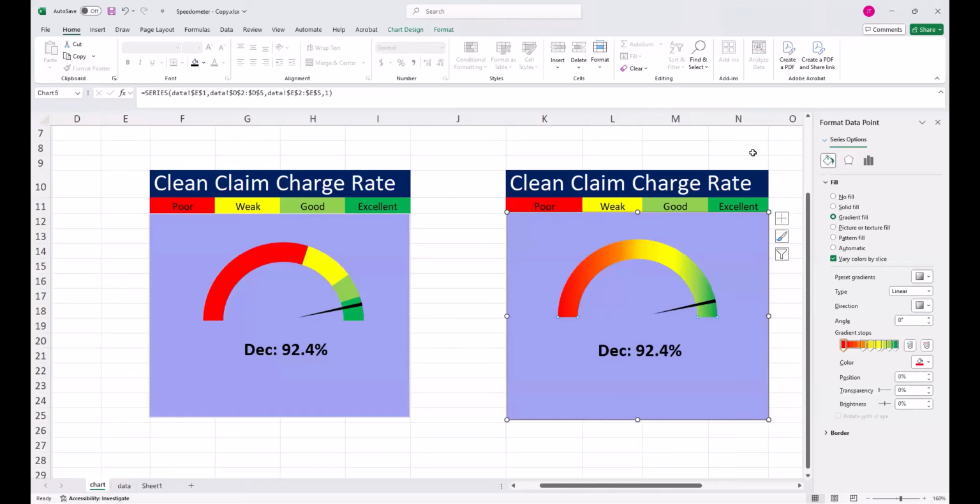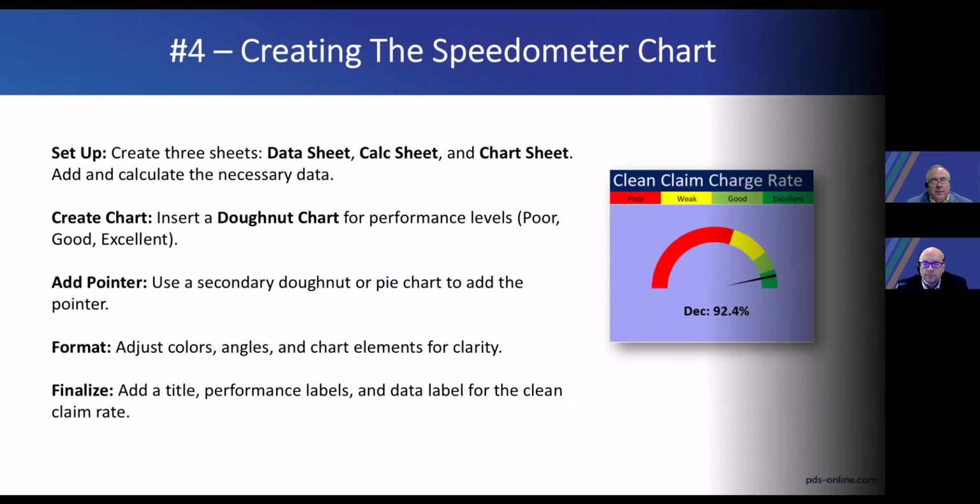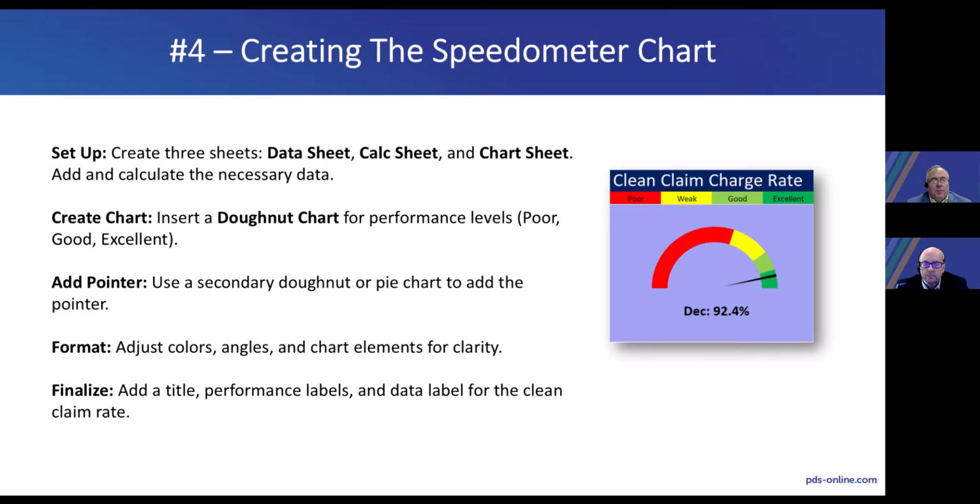So that's great. Thanks, Jared. So just to summarize for everyone, again, we're going to have our data sheets, our calc sheets, and our chart sheets. And we're going to then build the initial chart, which is really a donut chart that gives us our performance levels. Then we're going to add the pointer, which actually happens to be a second chart laid right on top of the first chart. And then really adjust colors, angles, and the elements. And of course, just communicate effectively.